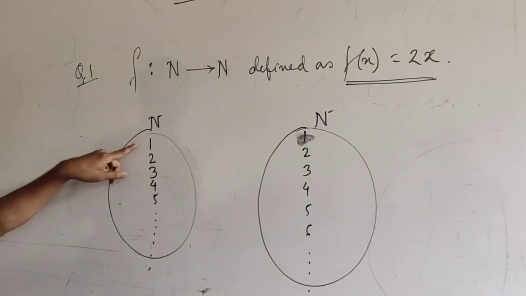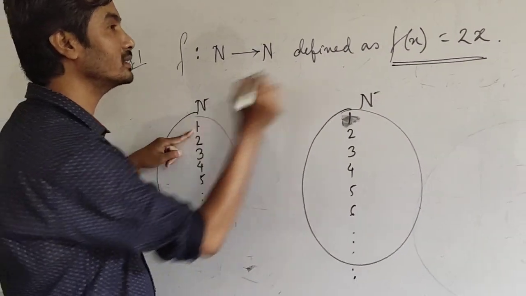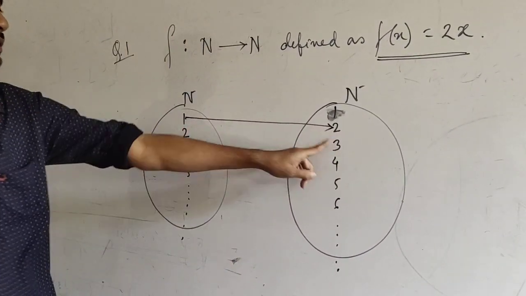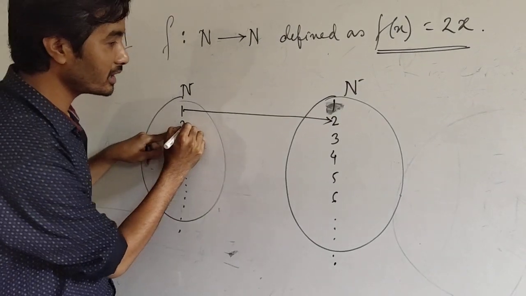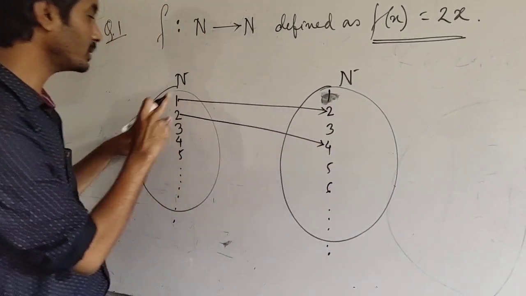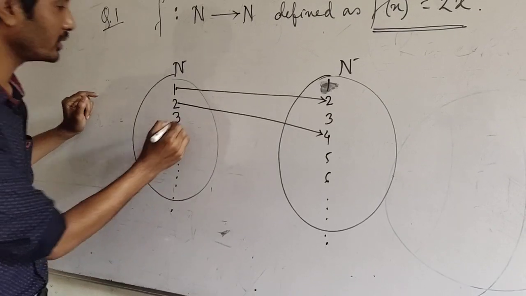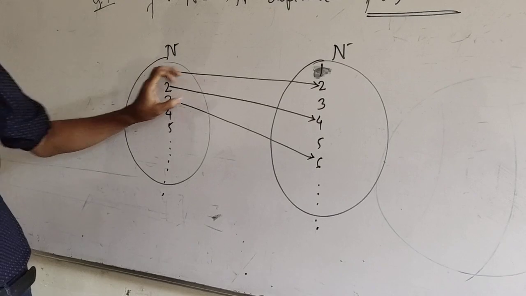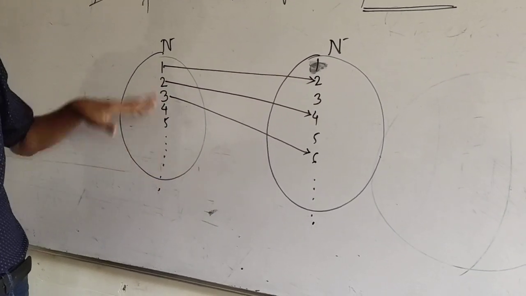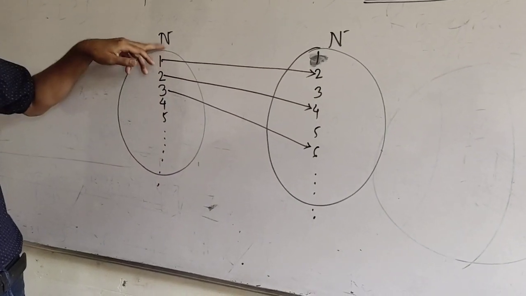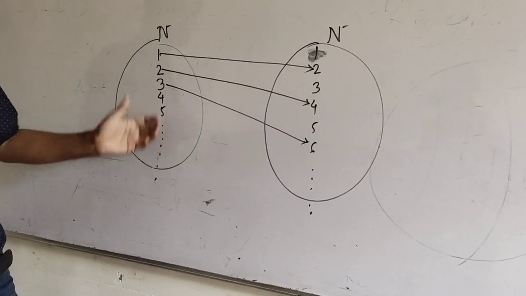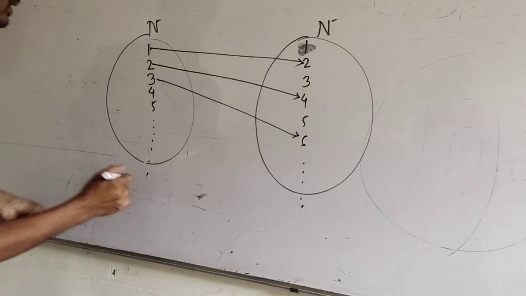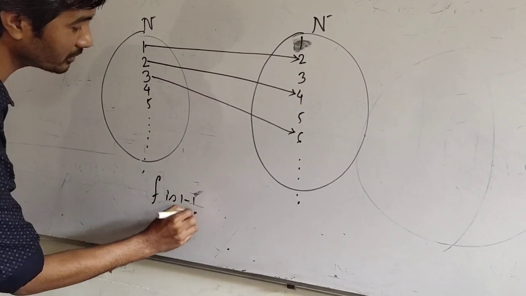So in place of x, if I take 1, then by this definition 1 will have image 2, 2 into 1 is equal to 2. Then for 2, the image is obtained as 4, 2 multiplied by 2 is equal to 4. For 3, we get the image as 6 and so on. So from this diagram, it is clear that distinct elements from the domain have distinct images in the codomain N. Therefore, this function is one-one. f is one-one from this diagram.